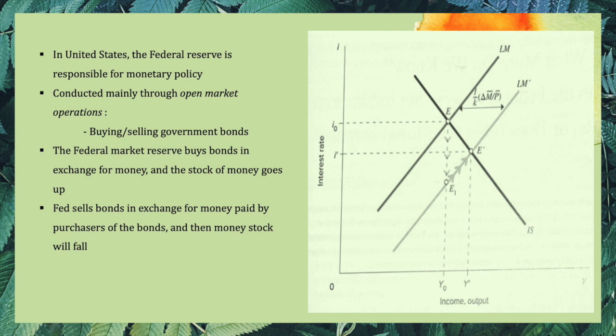In an open market operation, the Federal Reserve buys bonds in exchange for money, and the stock of money goes up. Or the Fed sells bonds in exchange for money paid by purchasers of the bonds, and then the money stock will fall.